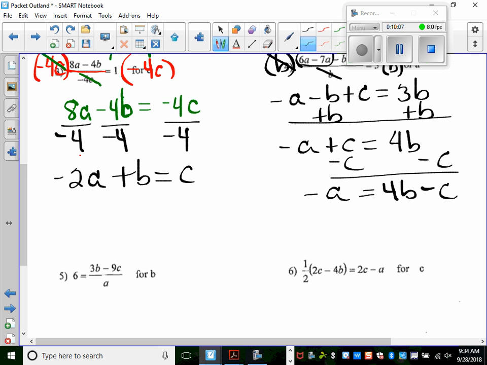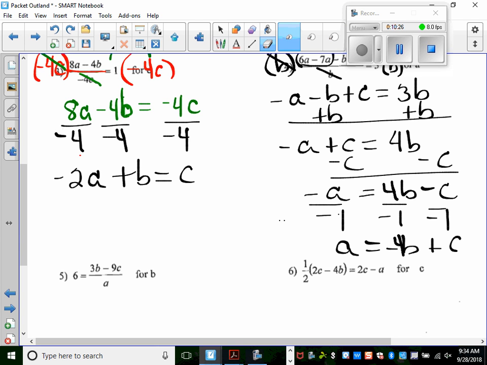What do I do next? Divide by the negative 1. Each term, that is, has to be divided by negative 1. So a equals negative 4b plus c. Is that correct? All right, and let me write this a little bit better. Negative 4b plus c.